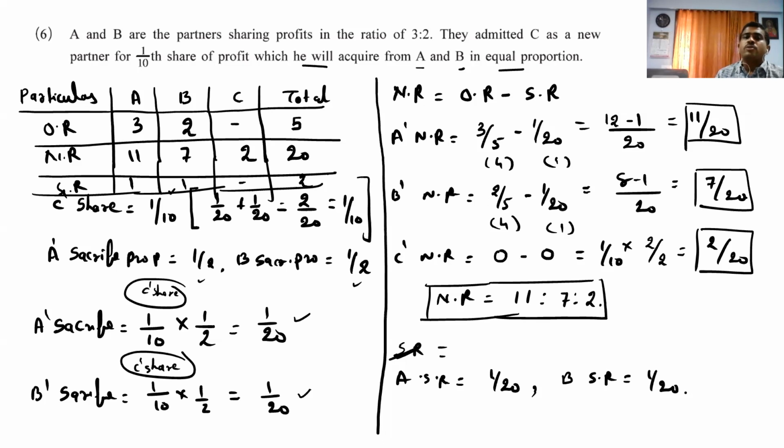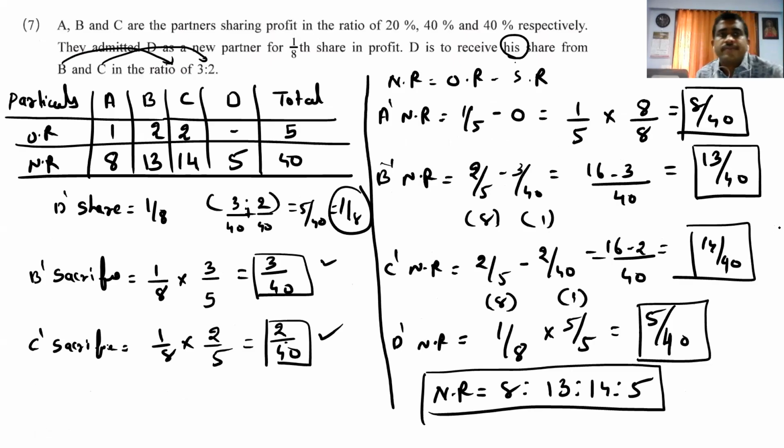B's new ratio is the same way, 2/5 minus 1/20. That is 8 minus 1 upon 20. That is 7/20. And finally C's new ratio, that is 0 minus 0. 1/10, right? 1/10 is already what C is getting. Into the denominator 2/2, it comes 2/20. Clear? The new ratio comes to us 11:7:2. Right?